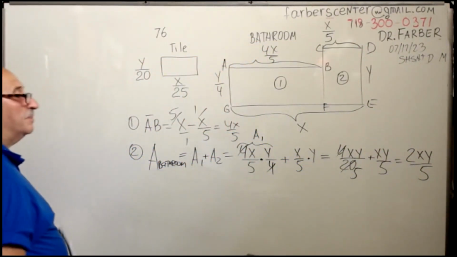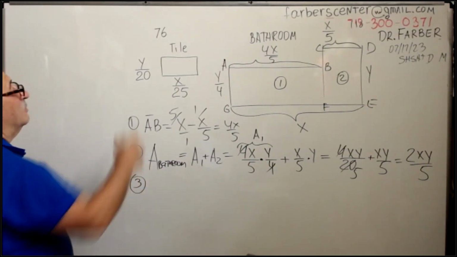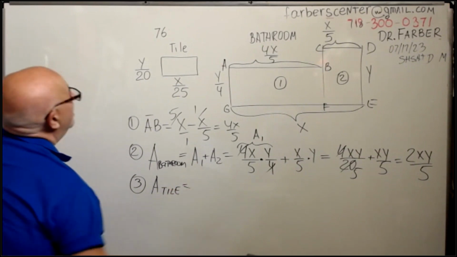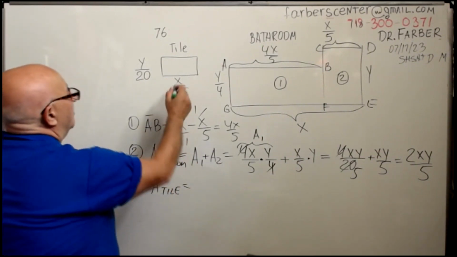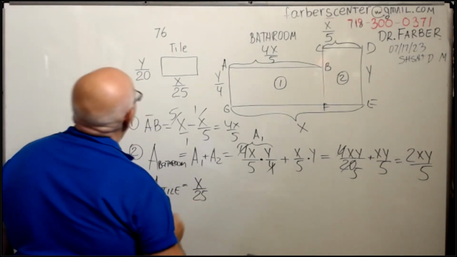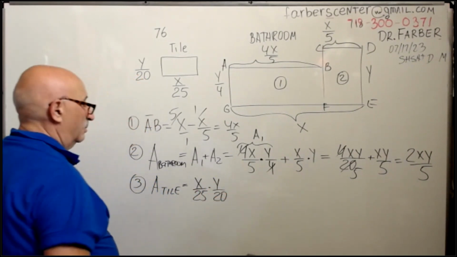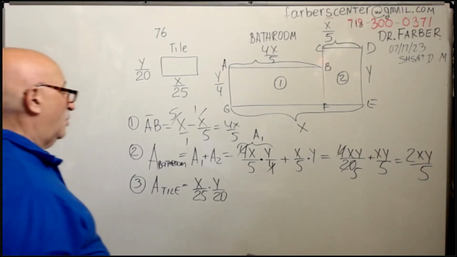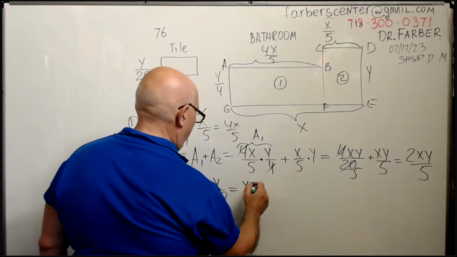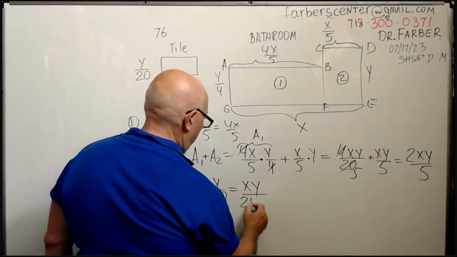Okay. Step number 3. You have to find the area of the tile. The same, length times width. x over 25 times y over 20. Here what we have, or you can write xy over 500. Well, let me leave it, it will be faster, 25 times 20.